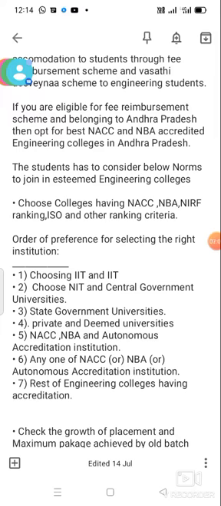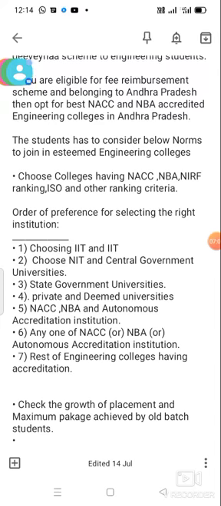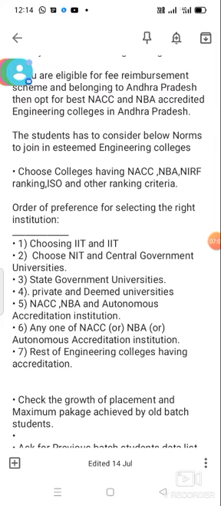So you can look at the order of the preference. First of all, as per your rank, try to choose IITs and IIITs, that means IIITs all over India. If you are not able to get that, give the second preference to NITs, National Institutes of Technology, and Central Government University.